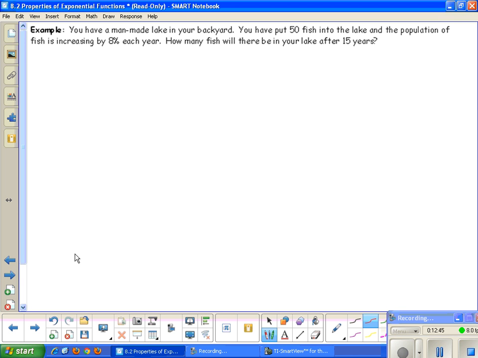The next question says, you have a man-made lake in your backyard. You put 50 fish in the lake, and the population of the fish is increasing by 8% each year. How many fish will be in the lake after 15 years? So for this one, it didn't say anything about continuously compounded. So if it doesn't say that, what formula do I use? Well, if we're increasing by 8%, I know I'm using y equals a b to the x power. So I initially have 50 fish in the lake, so that's my a value. And my r is equal to 8% as a decimal, that's 0.08.